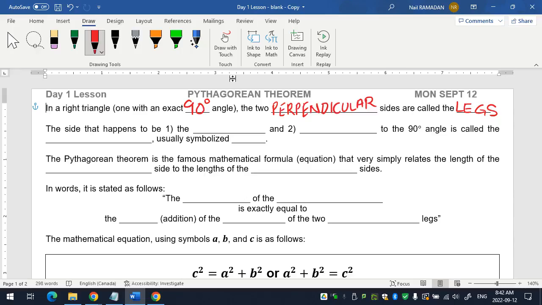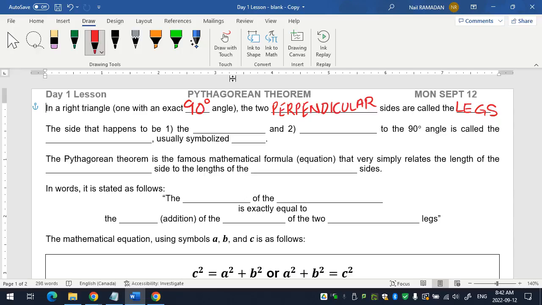Okay. So what do you call the longest side? I know it's a different word. Some of you might not know it, and some of you might have trouble saying it. What do you call the longest side in any right triangle? Raise your hand. Hamza, go ahead. Hypotenuse.